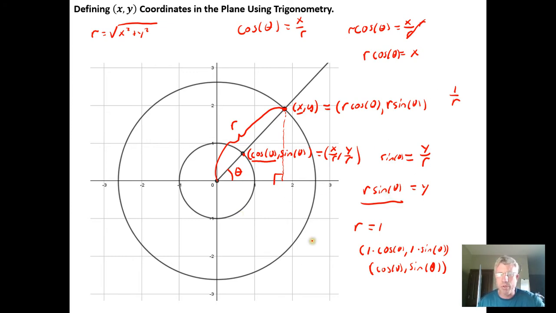So these are a couple of key results. One, any point x, y on any circle can be represented by r cosine theta, r sine theta. And on the unit circle, we have a special case where the x and y coordinates are just given by the cosine and sine of theta, or x over r, comma, y over r.